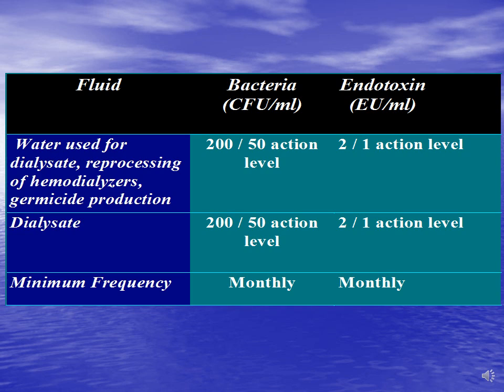The 50 action level, on the other hand, is if you receive levels greater than 50 but less than 200, you don't have to stop dialysis. You just have to demonstrate an action such as disinfection after the treatment or retesting of the samples to validate and verify that your level is above 50 and less than 200.